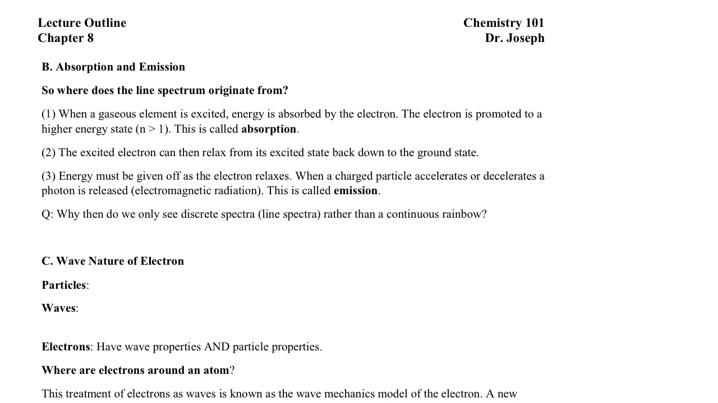So I'm going to wrap up the video lesson here in this part of the lecture note outline, where I'm just summarizing stuff about absorption and emission spectroscopy. So various things are pointed out here about where the line spectrum originates from and what it means, the difference between absorption and emission, etc. And then I ask a final question here, which is, after we read through all these, why do we only see discrete spectra, that is line spectra, when we do things with atoms like heat them up and then we look at what colors they give off? Why don't we see a continuous rainbow?